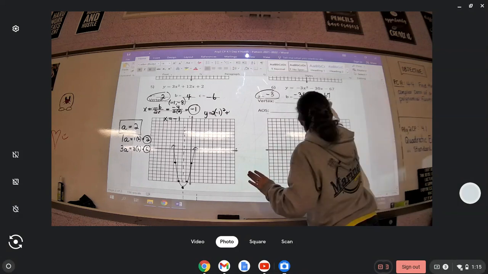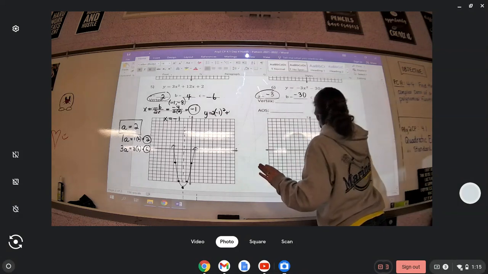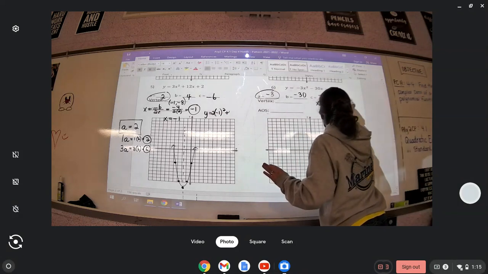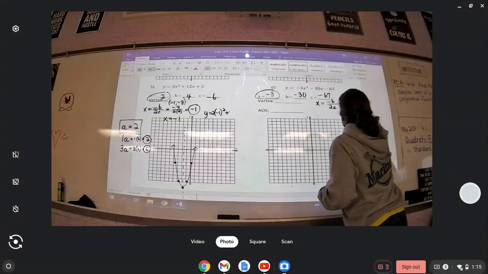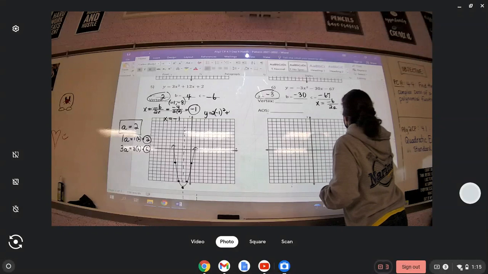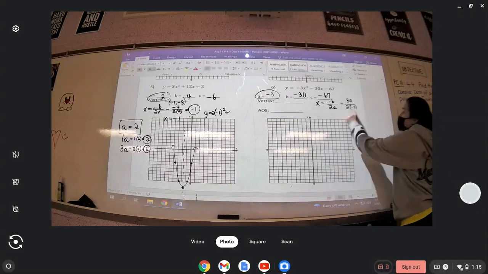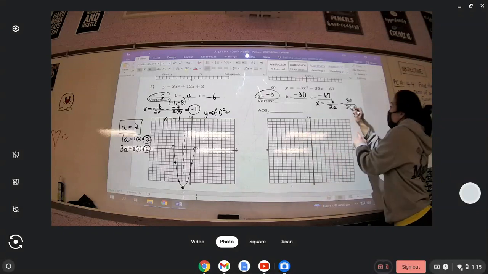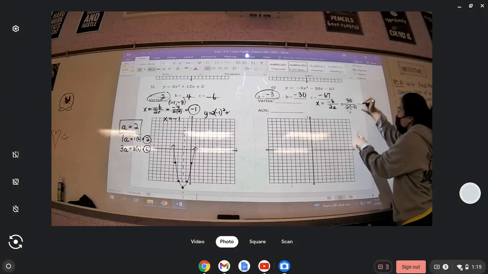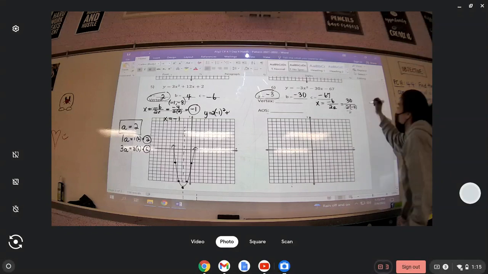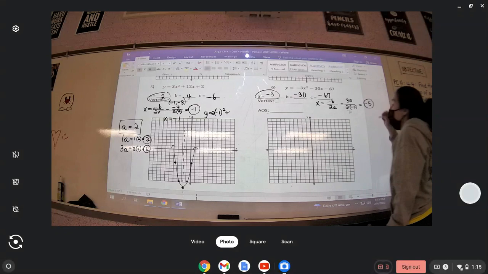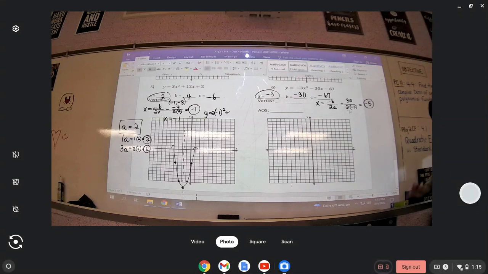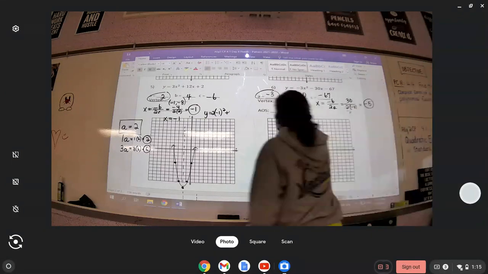The x-coordinate will be the opposite of B over 2 times A. Who's the opposite of B here? 30. 30 over 2 times A, which is negative 3. Guys, what's 2 times negative 3? Negative 6. What's 30 divided by negative 6? Close. Negative 5. I thought you said positive 5, sorry. Now we know the x-coordinate is negative 5.